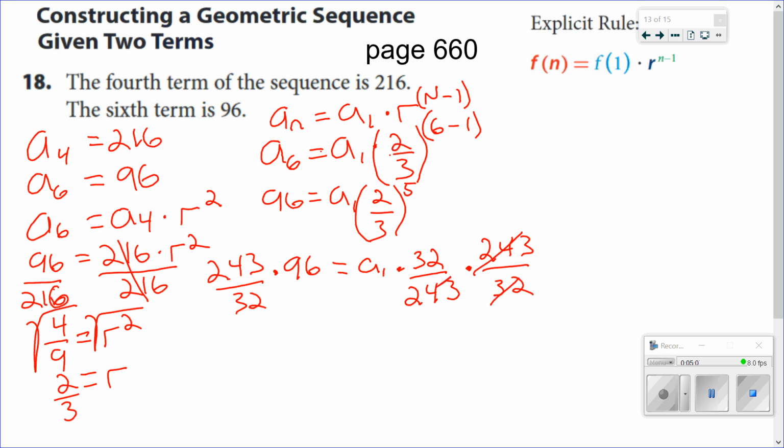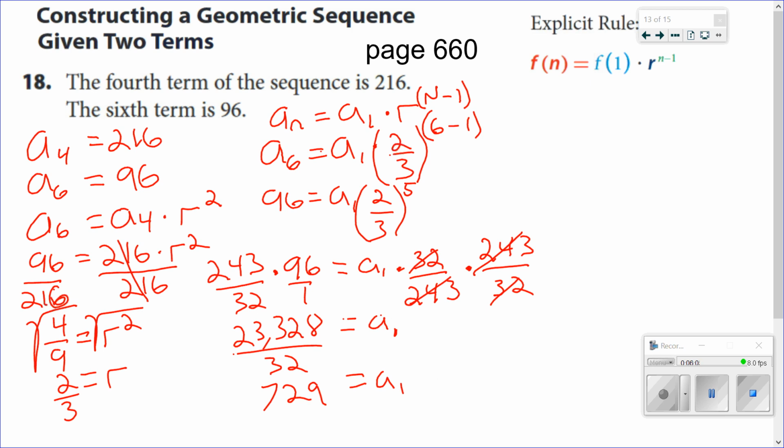On my right side, this will just cancel out, leaving me with a sub 1. First I do 243 times 96, which gives me 23,328, and all of that will be over 32. Now I just divide by 32, and I get 729. So my first term, the number we started all of this with, is 729. Then what happened is we multiplied by 2/3 until we got the right number of terms. That's how we got a sub 4 and a sub 6.